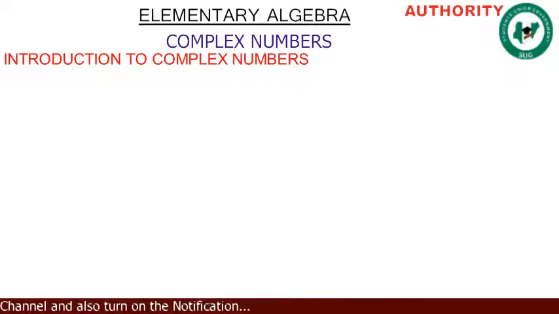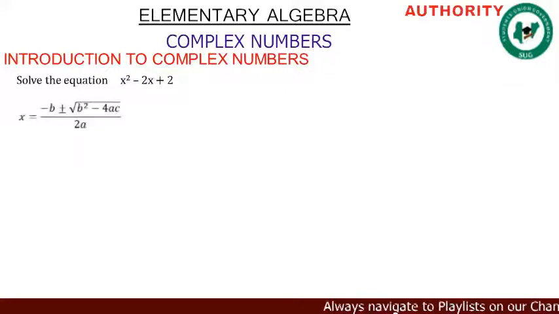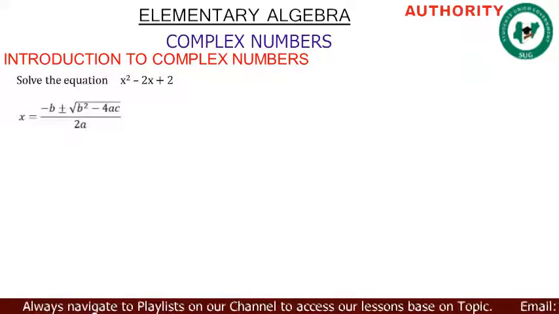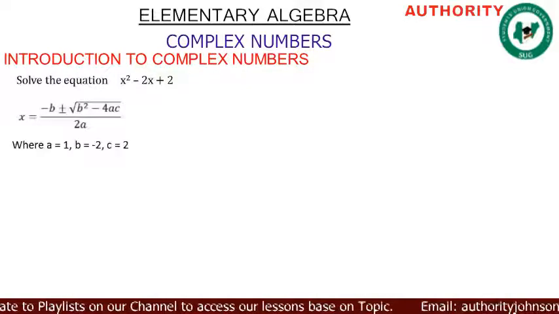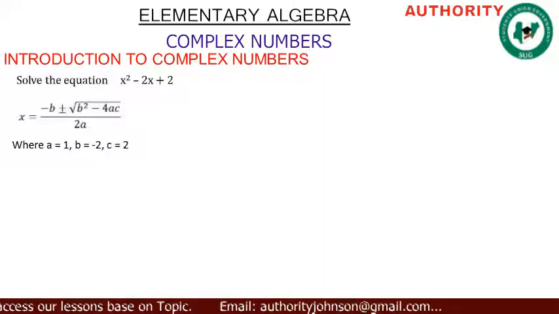Now let's say, for instance, we want to solve a quadratic equation that looks like this: x squared minus 2x plus 2. Let's approach this question with the quadratic formula, which is minus b plus or minus square root of b squared minus 4ac all over 2a. In this equation we have a equal to 1, b equal to minus 2, and c equal to 2.